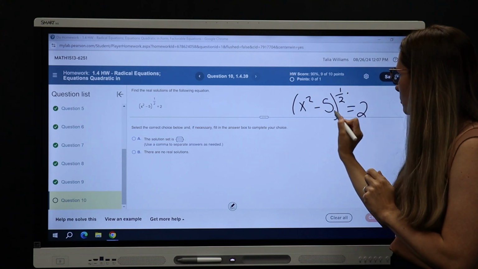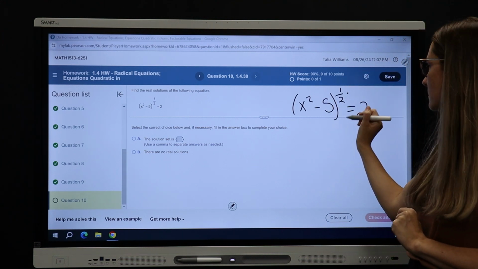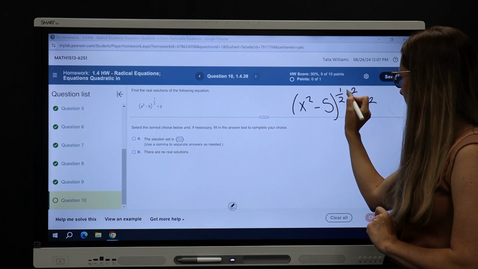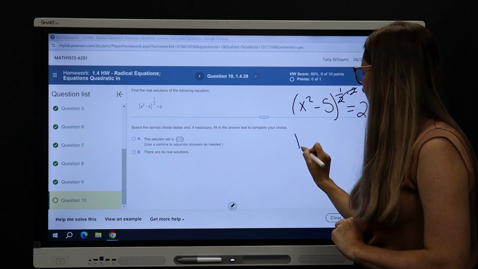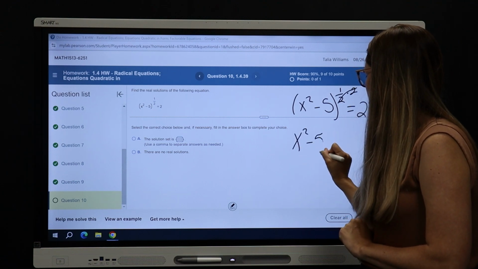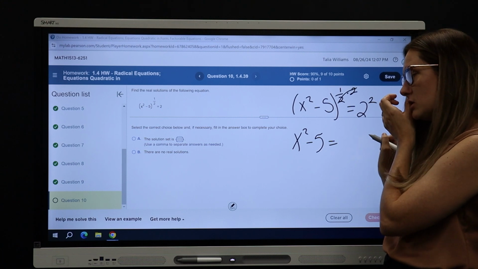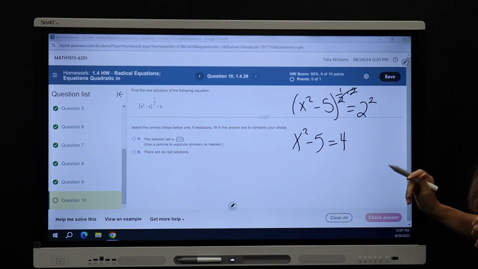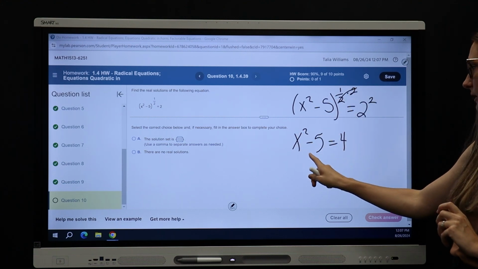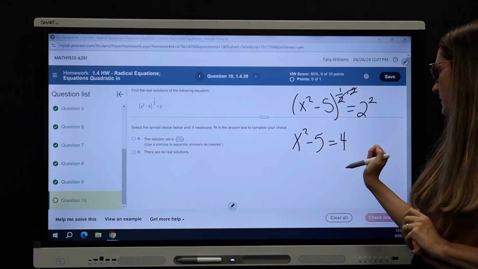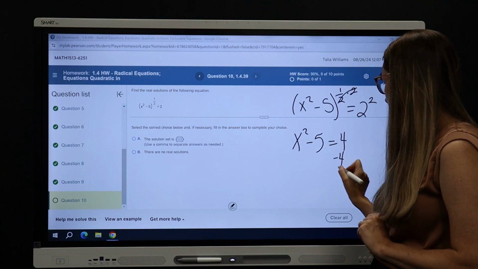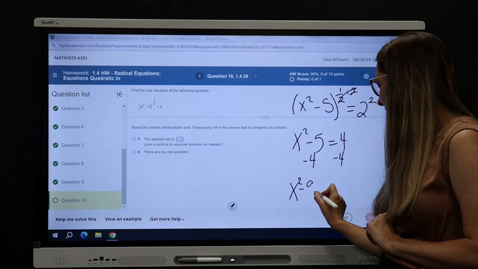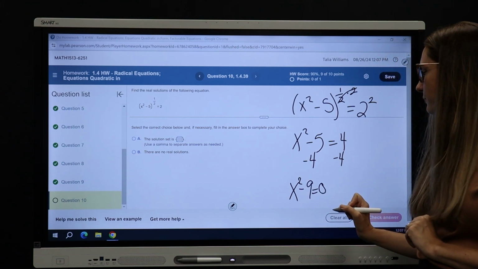So the opposite of a square root, because this 1/2 is the same as a square root, would be to square it. So we're going to square both sides. Over here, this would be 1, so we have x squared subtract 5 equals 2 squared. 2 times 2 is 4. And then since there is a squared here, we're going to move our 4 to this side. So I'm going to subtract 4. So we have x squared subtract 9 equals 0.